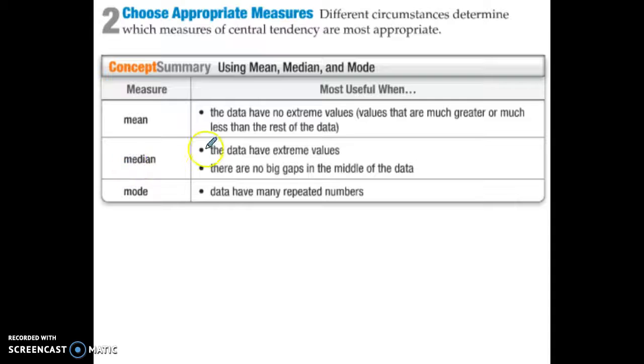Okay, the median: if there are extreme values, the median is a good way to do it because it doesn't really calculate how big those numbers are, because you're going to cross that one off right away because it's right at the end. So with extreme values, you should use the median, and the mean is best when there are also no big gaps in the middle of the data. You want them all kind of clustered together in the middle. That'd be a pretty accurate central tendency. And the mode, if there are a lot of repeated numbers, the mode is one of the most useful things.